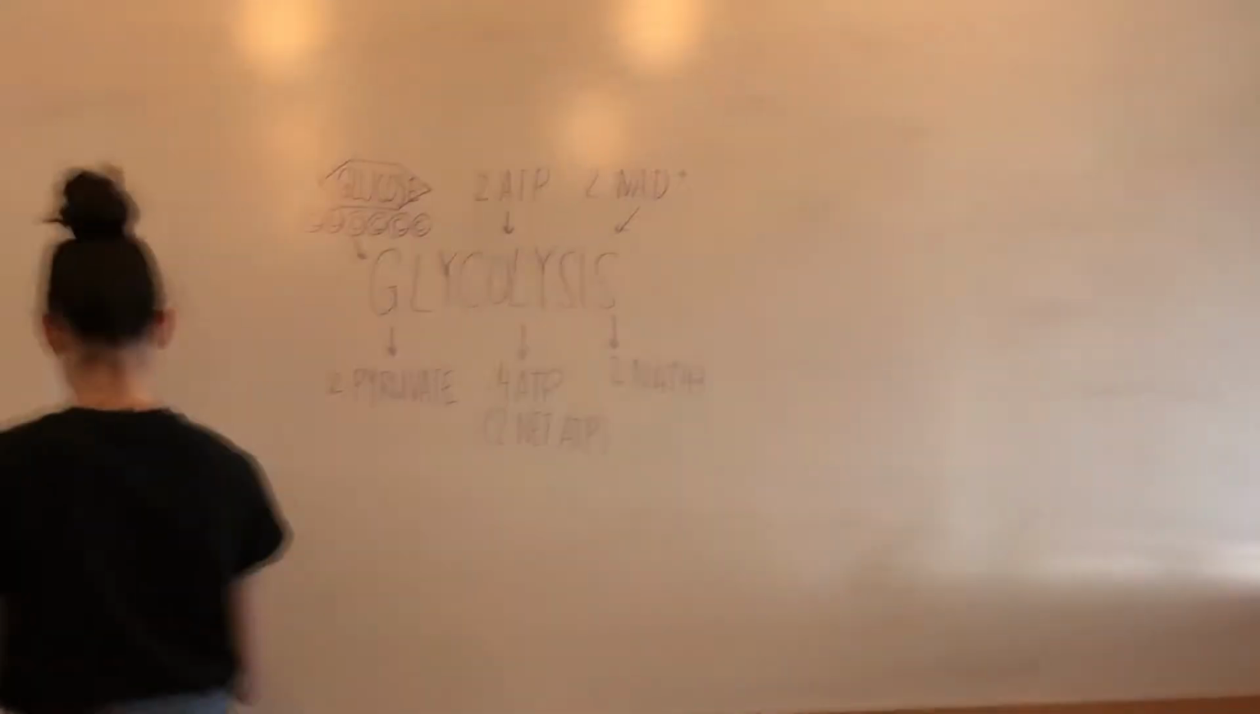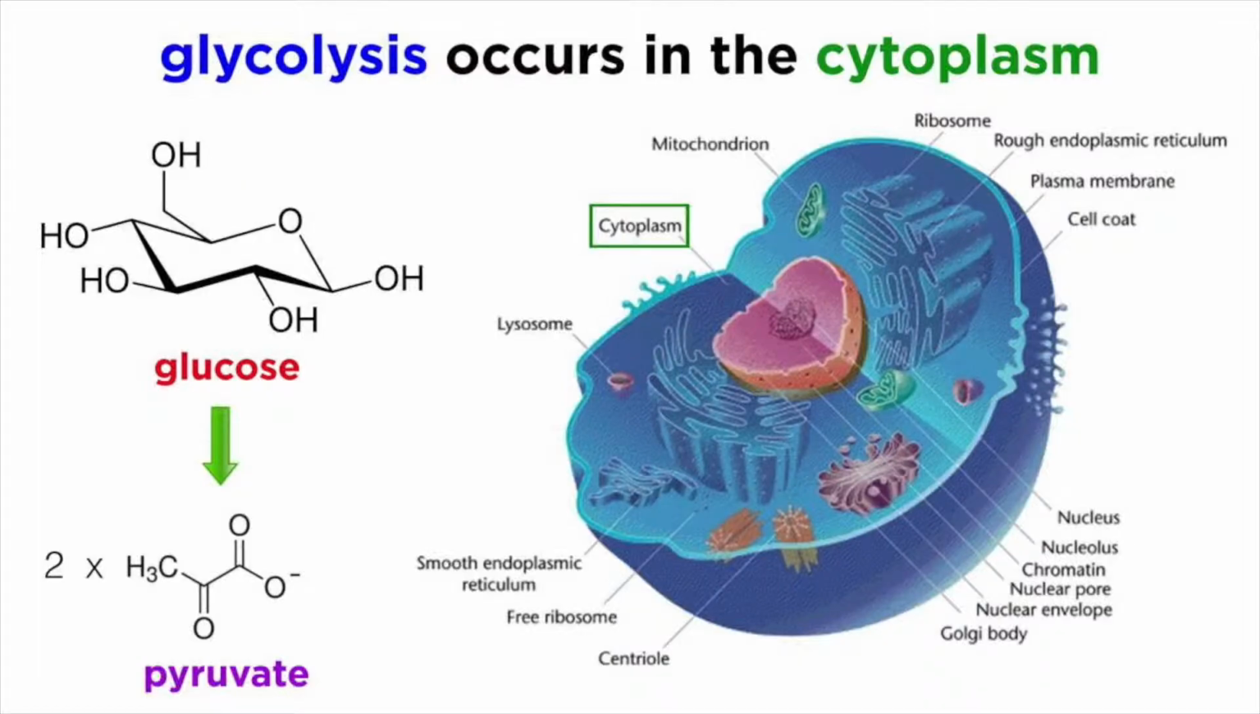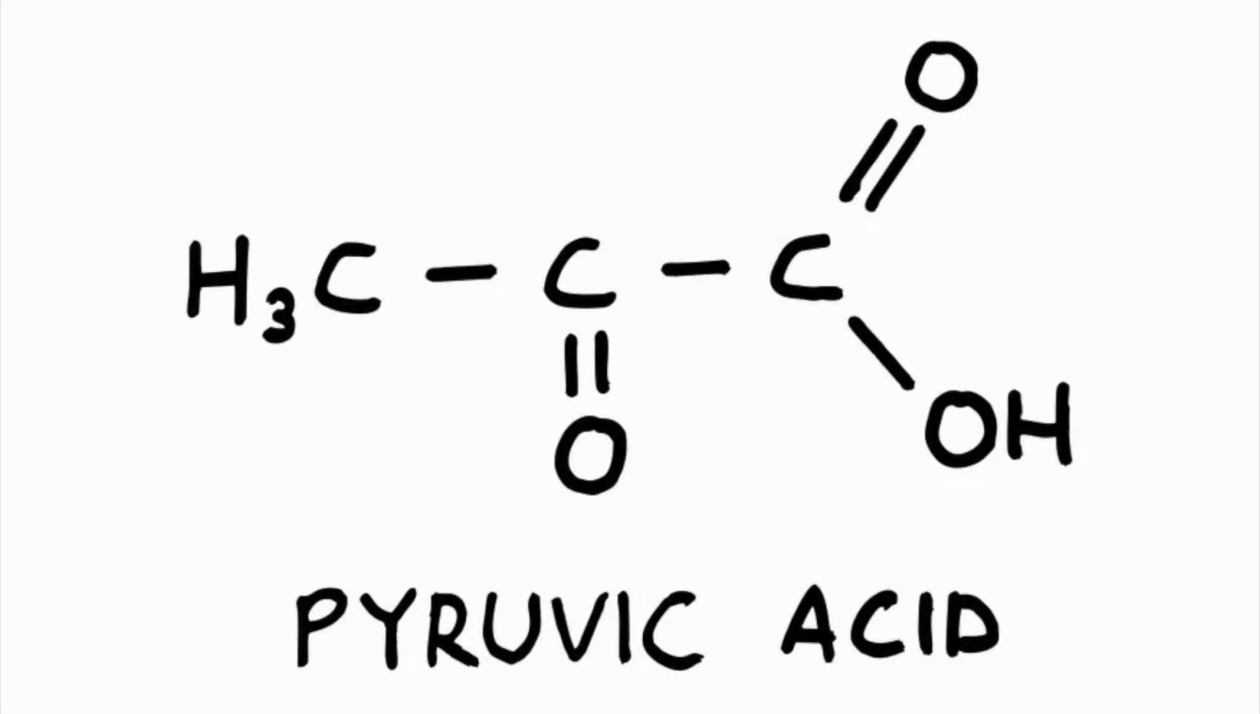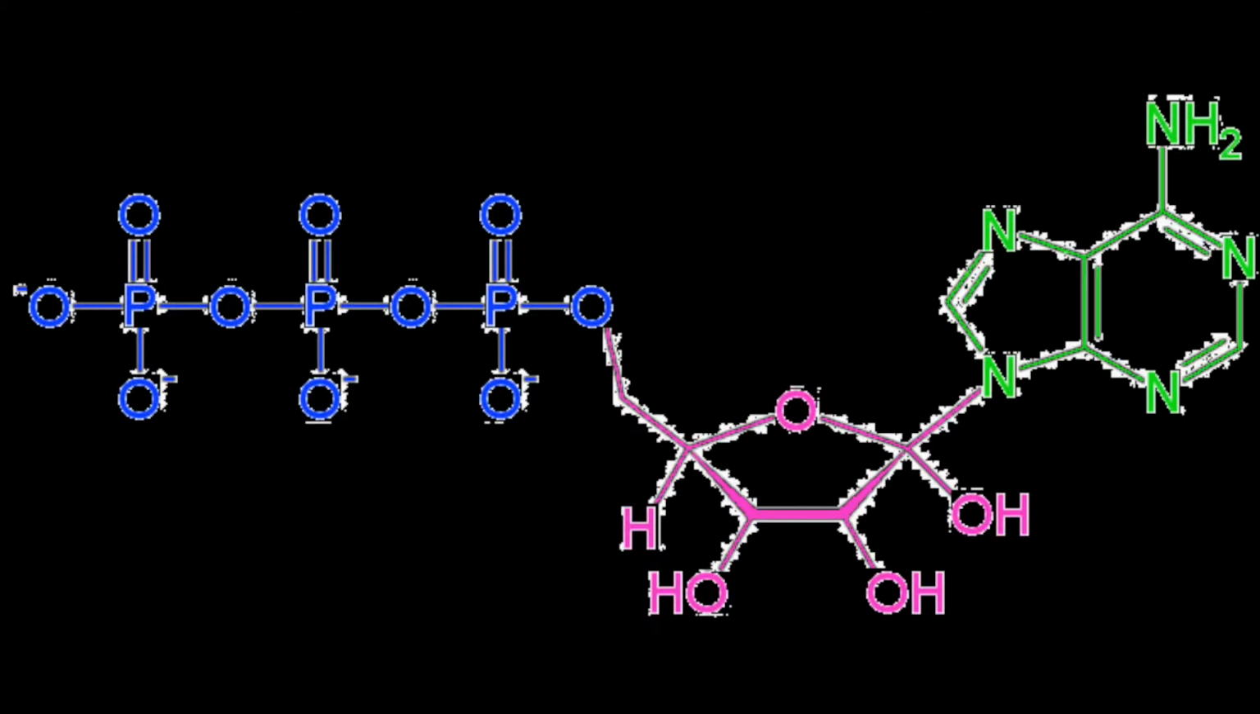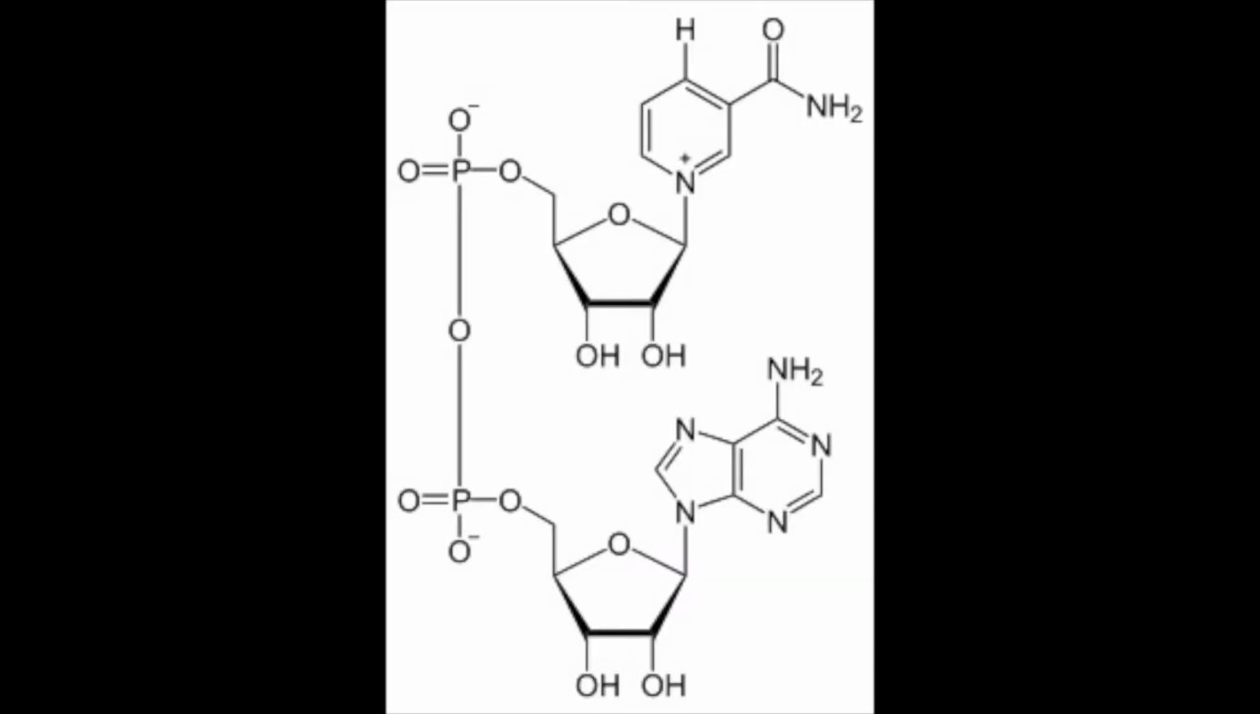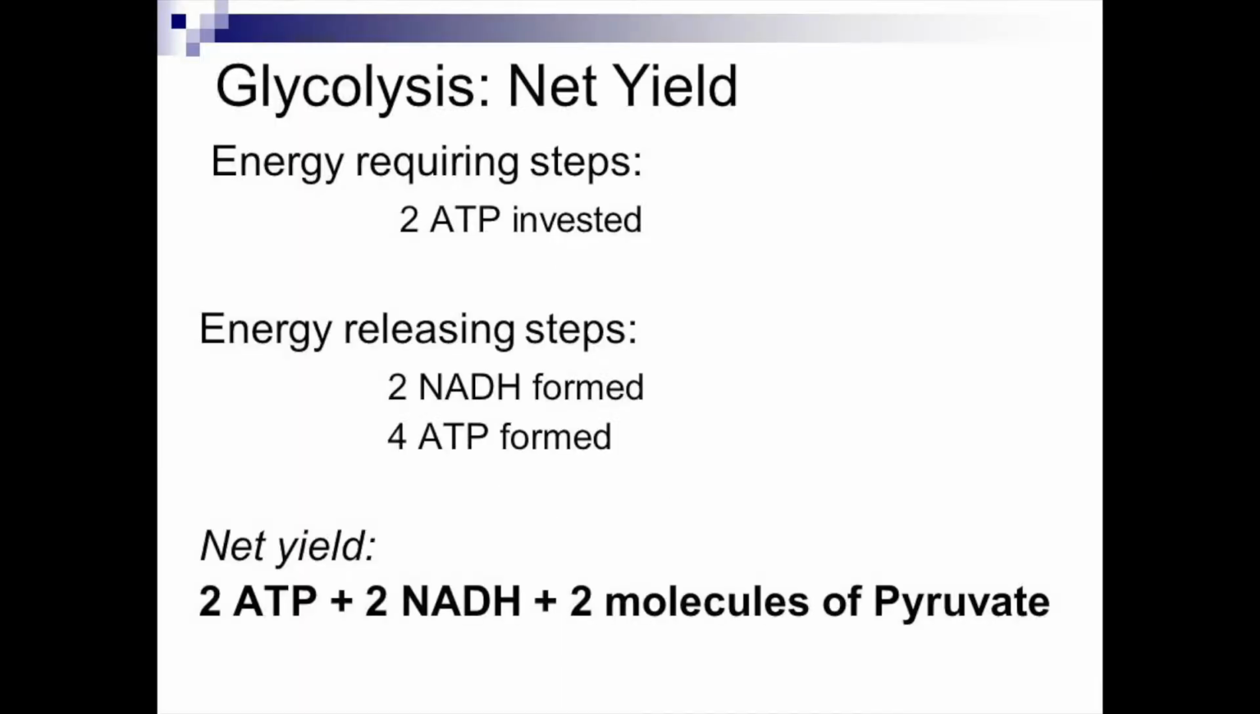The atoms in each molecule rearrange to release a molecule of water, and a second ATP is produced. The first phase of glycolysis results in 2 pyruvic acid molecules. The second phase of glycolysis is what produces the ATP and the NADH. The net yield of glycolysis is 2 ATP and 2 NADH.